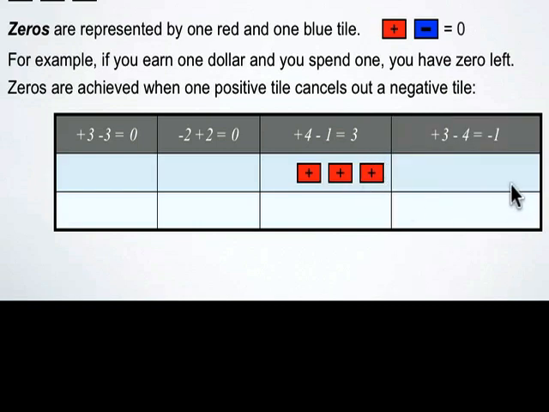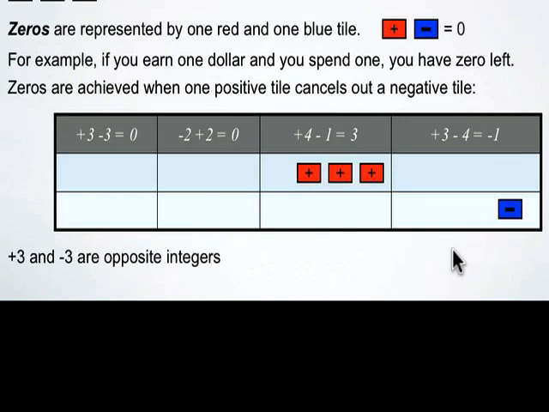Positive 3 and negative 4 we can represent with 3 red tiles, 4 blue tiles. There's a zero, there's a zero, and there is a zero. After I look at all my pairs to make 0, I am left with 1 blue tile. So those two integers together do equal negative 1.